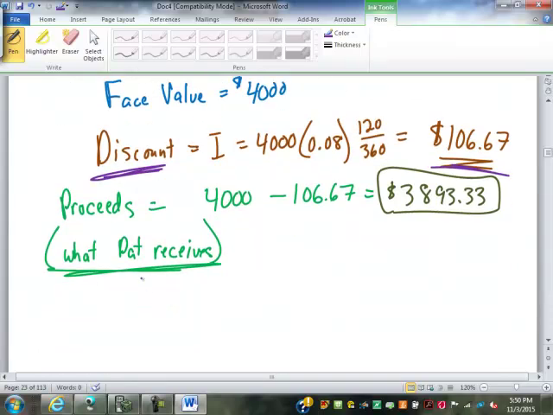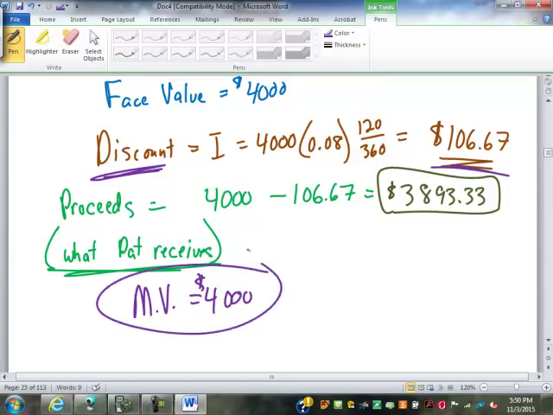Maturity value: $4,000. Pat will pay back $4,000 at the end of the loan. So the difference is what they're doing in the simple discount note is they're deducting the interest from the principal before they give it to you.